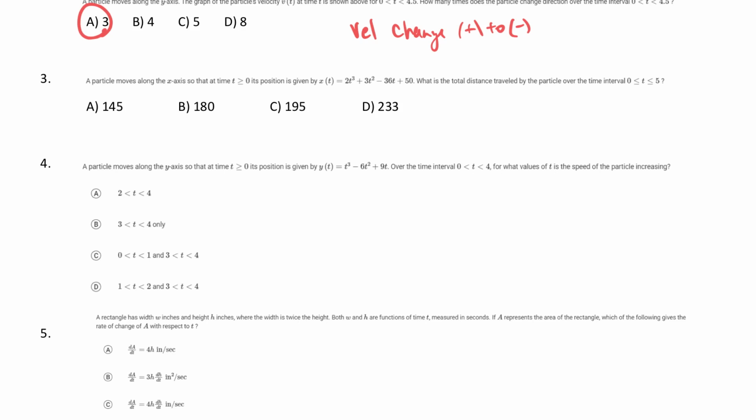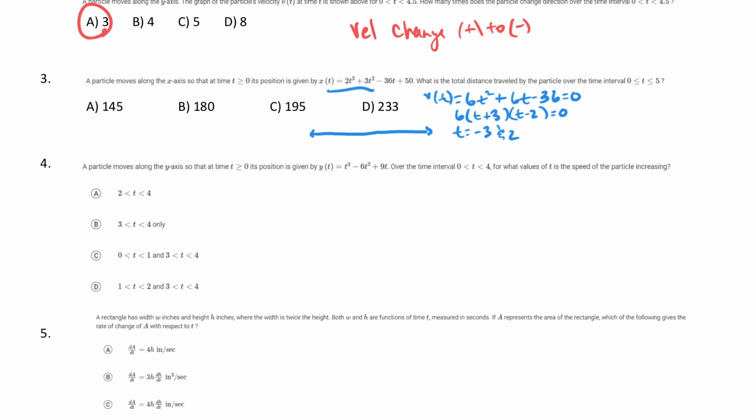So we have to solve for a velocity here. Let's go ahead and find the velocity, and that is going to give me the derivative of this x(t). So this will be 6t squared plus 6t minus 36. Now let's set this equal to 0, and we can go ahead and take the 6 out and then factor it, and this will end up factoring into (t + 3)(t - 2). So that will give me t equals negative 3 and 2 is where my zeros will be. So that's where it will change direction.